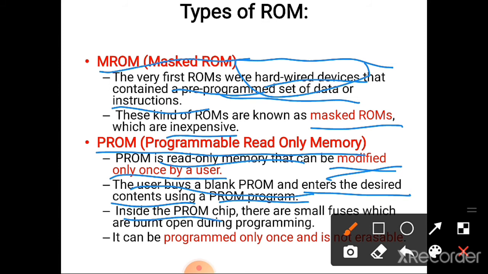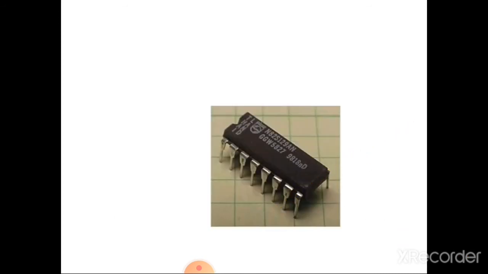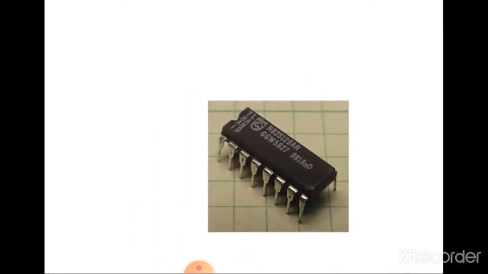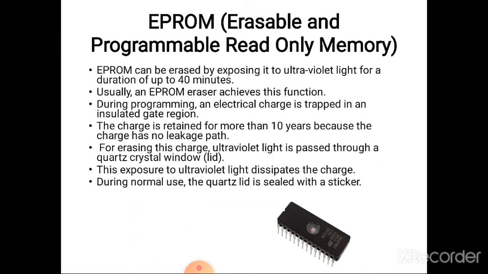Inside the PROM chip, there are small fuses which are burned open during programming. So it can be programmed only once. That is very important. PROM memory is programmed only once and it is not erasable. This is an example of PROM memory, an IC. And the next type of memory is EPROM, erasable and programmable read-only memory.